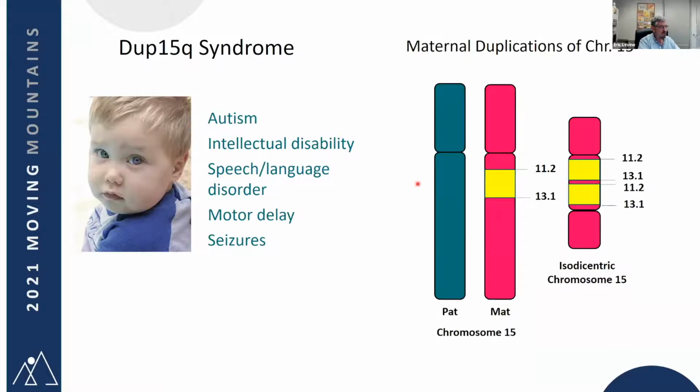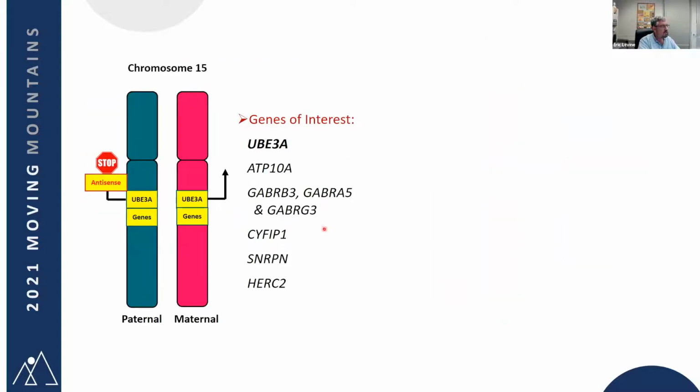But just as a quick reminder, Dup15q syndrome results from maternal duplications, so duplications of the maternal allele of chromosome 15 from this Q11 to Q13 region of the chromosome. These duplications can occur as a single duplication within the gene itself, which is an interstitial duplication, or as an extra piece of chromosome known as an isodicentric chromosome, which contains 2 extra copies of this 11 to 13 region. So when this region is duplicated, either interstitially or by the IDIC, there are many genes that are now going to be overexpressed. This includes UBE3A as well as these other genes here.